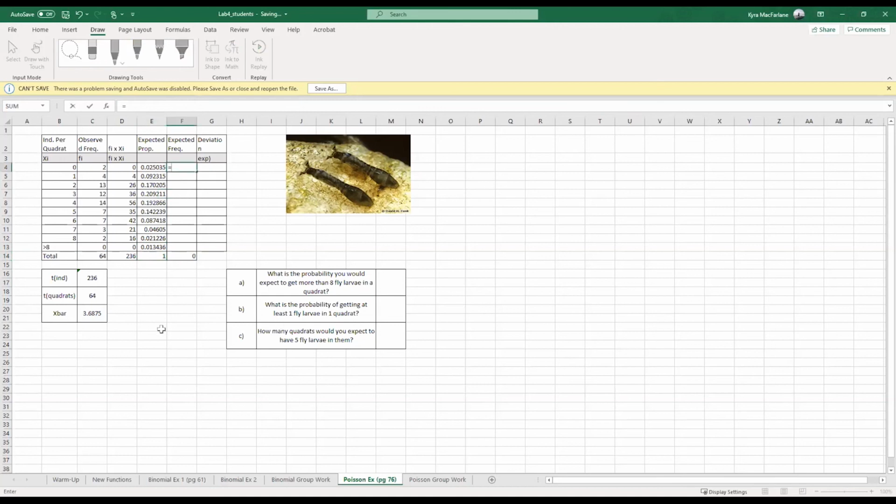Our expected frequency is the same thing as binomial. It's this times our sample size, or the number of quadrats. I'm going to, again, anchor this and click and drag down. And this should equal our sample size, which it does. So we would have expected, if everything was a Poisson distribution, and everything was randomly distributed, we would expect to find 13 quadrats with 3 individuals. And finally, we have our observed minus expected column. So our observed frequency minus our expected frequency to get a deviation, to see how much our actual data varied compared to what we would expect.